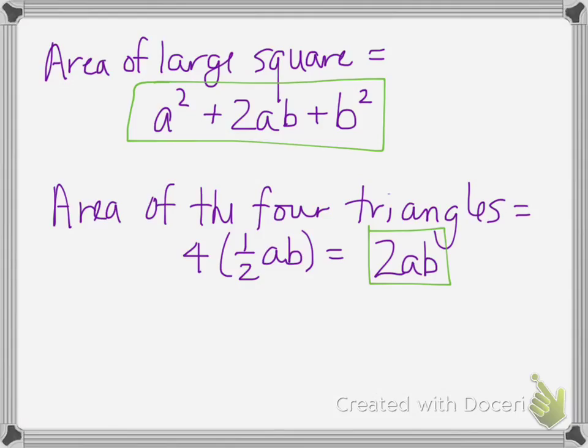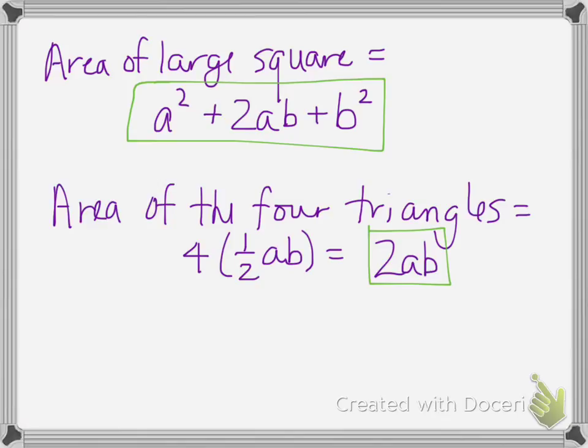Okay, so this is what we know now. We know the area of that large square with side lengths a plus b is a squared plus 2ab plus b squared. And this will work for any a or b. That's what's nice about doing a proof like this. We're not just showing it for one triangle, we're showing it for any triangle.